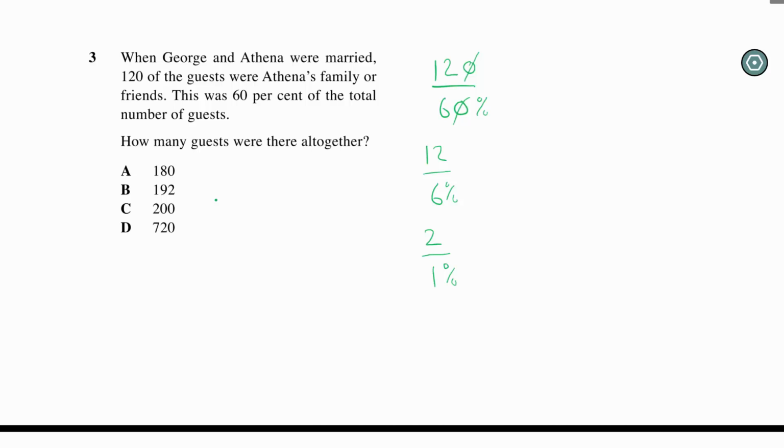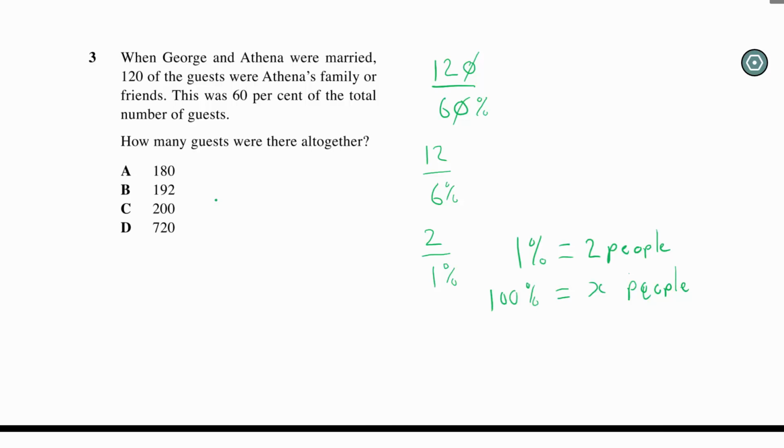Okay? Now, the question says 60% were the number of guests. So if 1% equals 2 people, how we write this down to work it out is like this. So 1% equals 2 people. So 100% should equal X amount of people that attended the wedding.